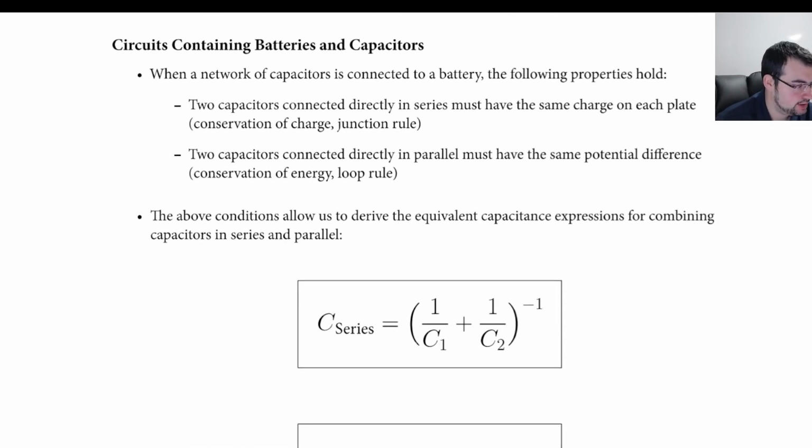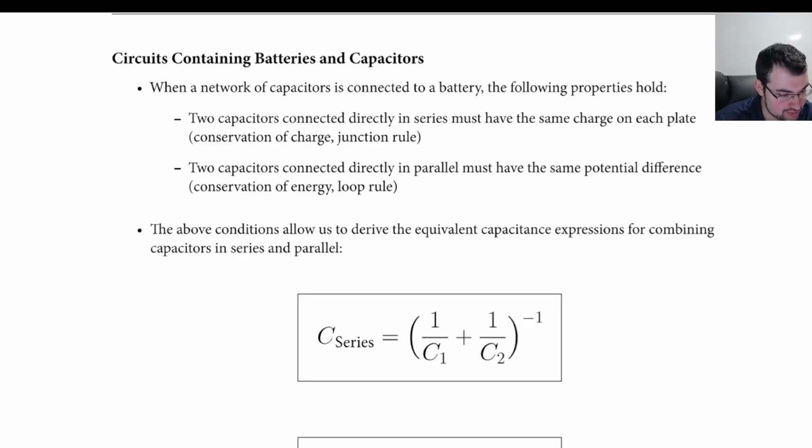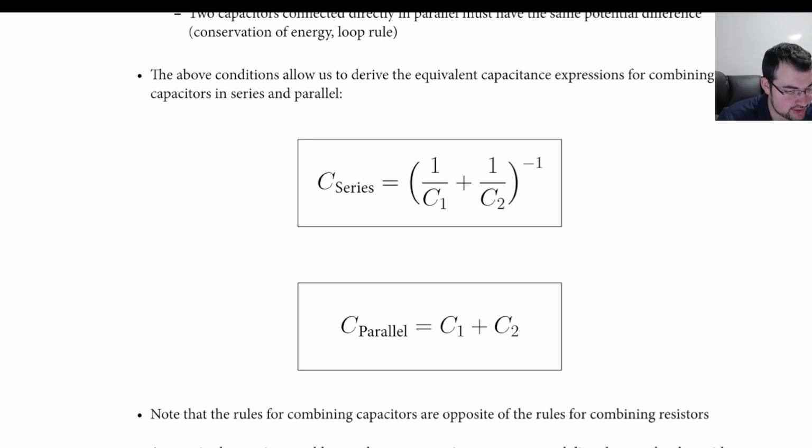All right, so we've moved around it for long enough. Now it's time to put these in real circuits. When a network of capacitors are connected to batteries, we have the following properties. Two capacitors in series have the same Q on adjacent plates, because of conservation of charge, and it's our analog to the junction rule. Two capacitors in parallel must have the same potential difference. We've already talked about that one. If we use these conditions, we can derive expressions for equivalent capacitance, in series and parallel.